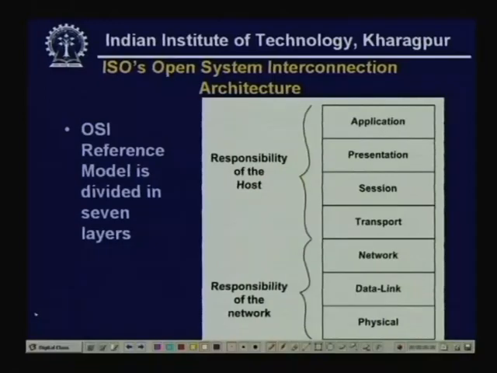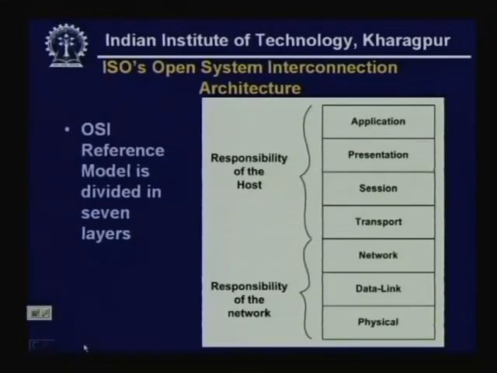So, we see it has 7 layers, and out of these 7 layers, the lower 3 layers are the responsibility of the network, and the upper layers are essentially the responsibility of the host or the computer. So, with the help of these 7 layers, data communication is performed, and most of the data communication systems follow this particular model.